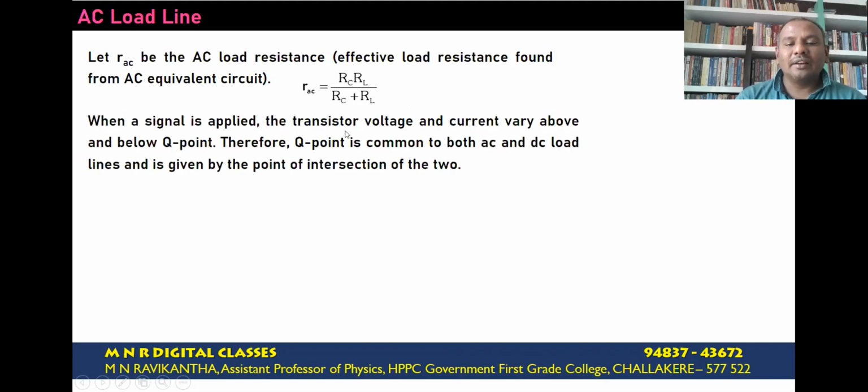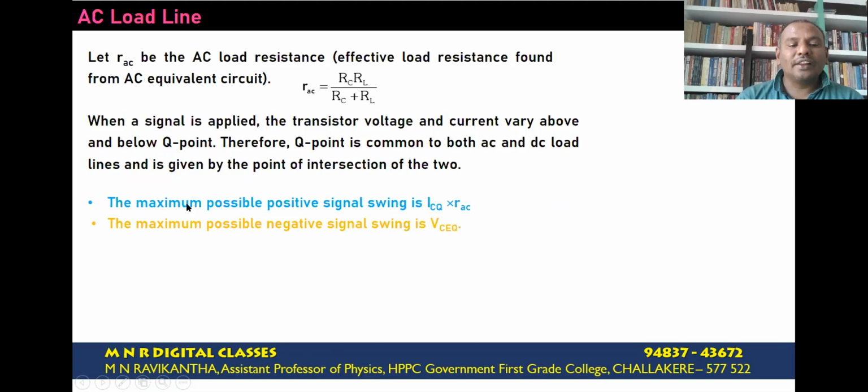When a signal is applied, the transistor voltage and current vary above and below the Q point. There will be slight changes in the values of collector current and collector emitter voltage. All those changes take place about the Q point. Therefore, the Q point is common to both AC and DC load lines and is given by the intersection of the two.